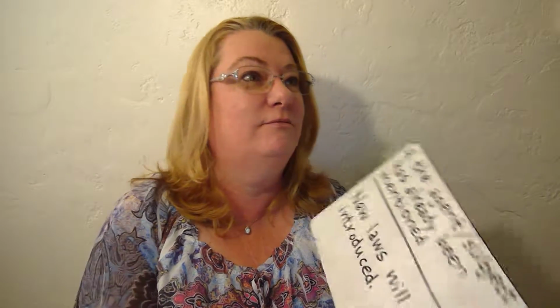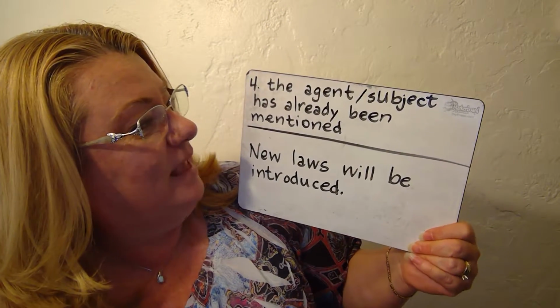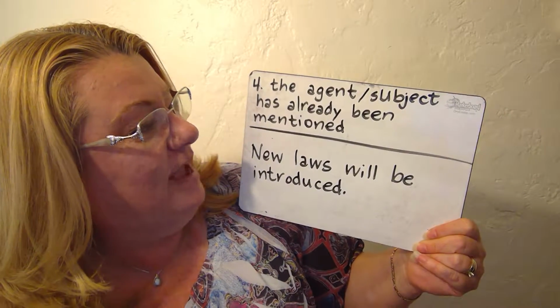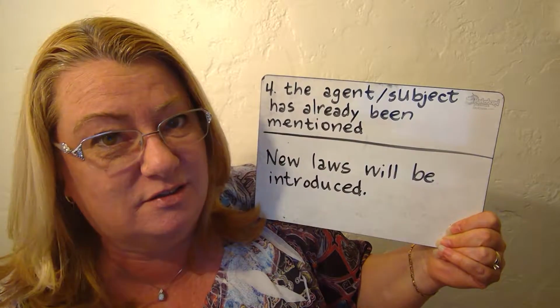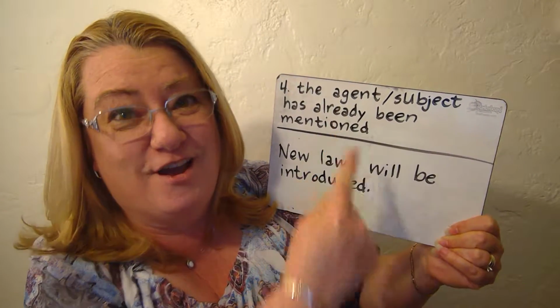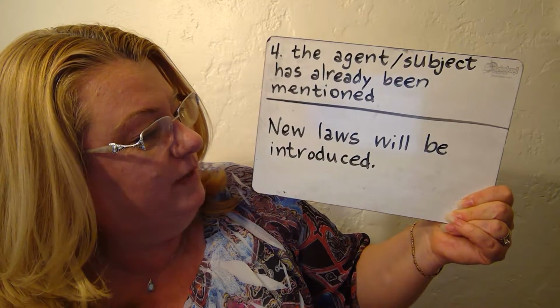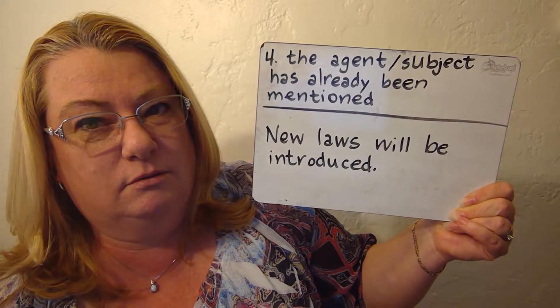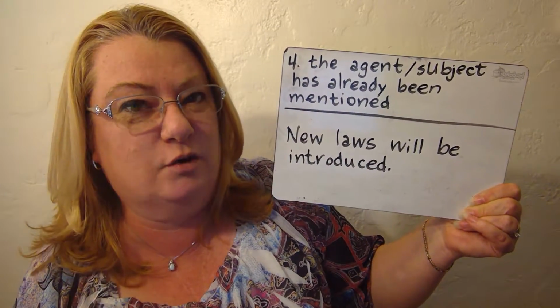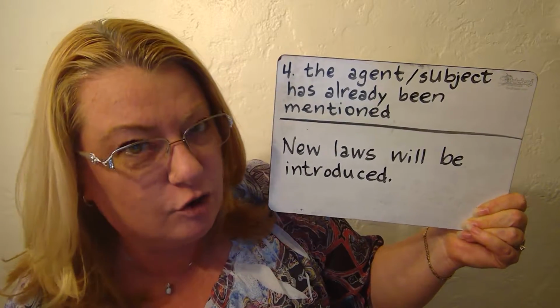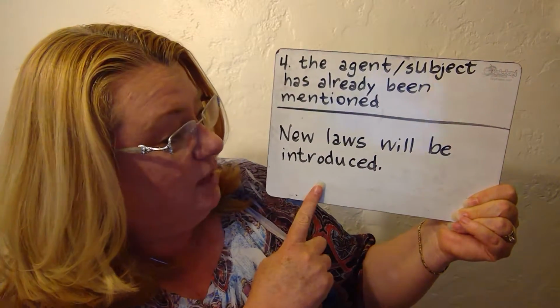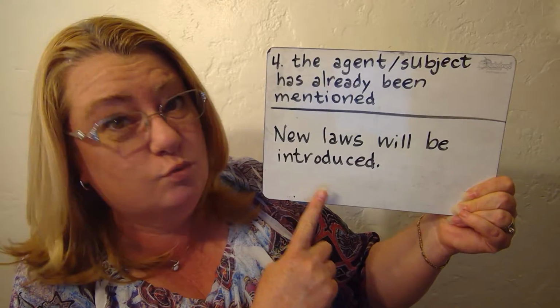The number 4 for when we can use it: the agent or the subject has already been mentioned. See, I even used a passive voice there. So, new laws will be introduced. Well, it'd be understood that it's already been mentioned that the lawmakers will be making the new laws, but the focus is that new laws will be introduced.